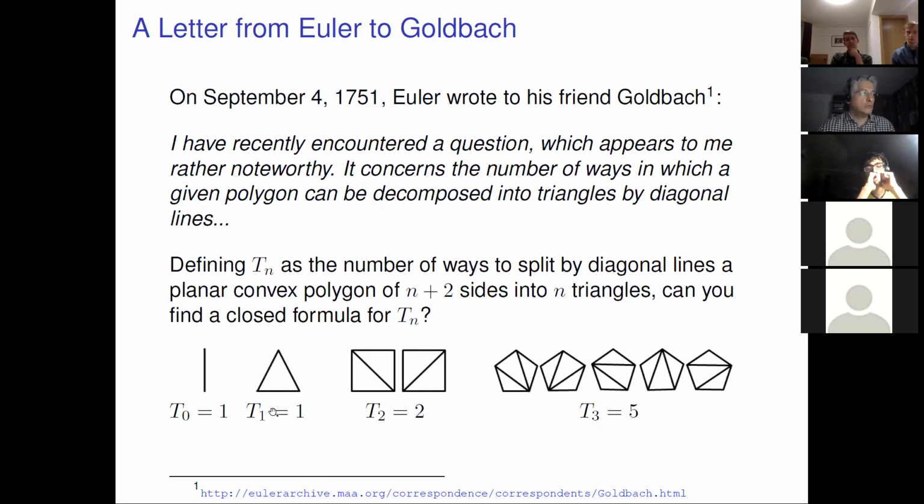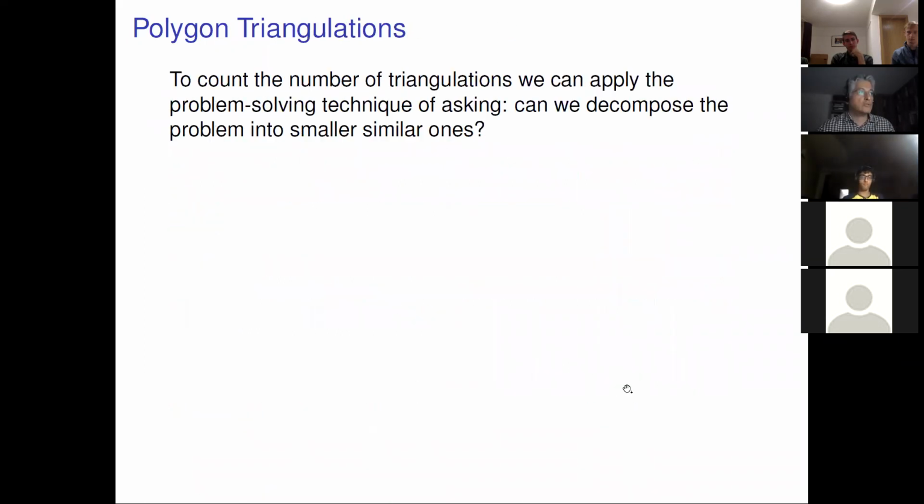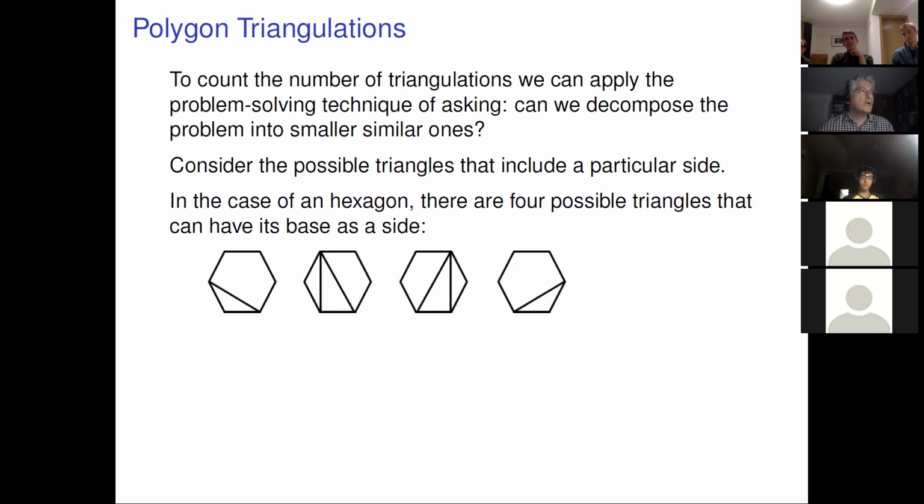Okay, so the subindex tells you the number of triangles, and the value of t tells you the number of ways that you can split the polygon in triangles. Maybe you know this problem is pretty old. The way to tackle it is divide and conquer, and you can analyze it by taking the base side, analyzing the different possible triangles that can contain that base side. So for the hexagon, there are 4 triangles, so we have 4 cases.